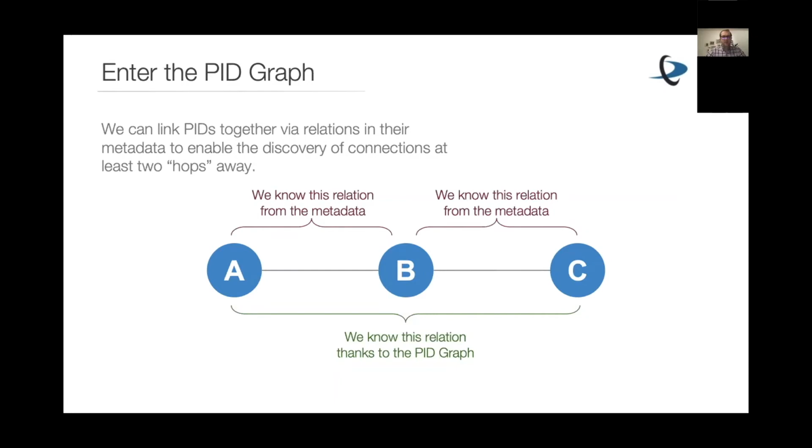We can link persistent identifiers together via relations in their metadata to enable the discovery of connections at least 2 hops away. So typically we know this relation from the metadata, that this object is related to B. So for example, this author produced this data set. But sometimes we don't know that this data set is related to this article. And so by building the PID graph, it's possible to start understanding the relationship that is 2 hops away and further.